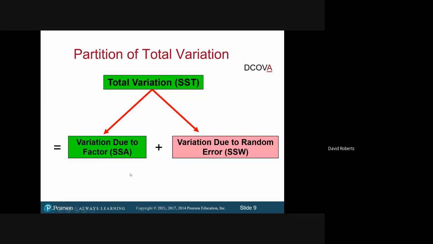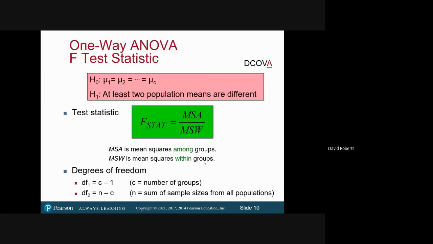So variation due to the factor is SSA, which is the explained variation, and the one on the bottom right, SSW, is the unexplained. So we don't know what's causing the variation. Here's again the formula, but we're going to use Excel to do this. We're just going to select the data and ask it to calculate an ANOVA table.